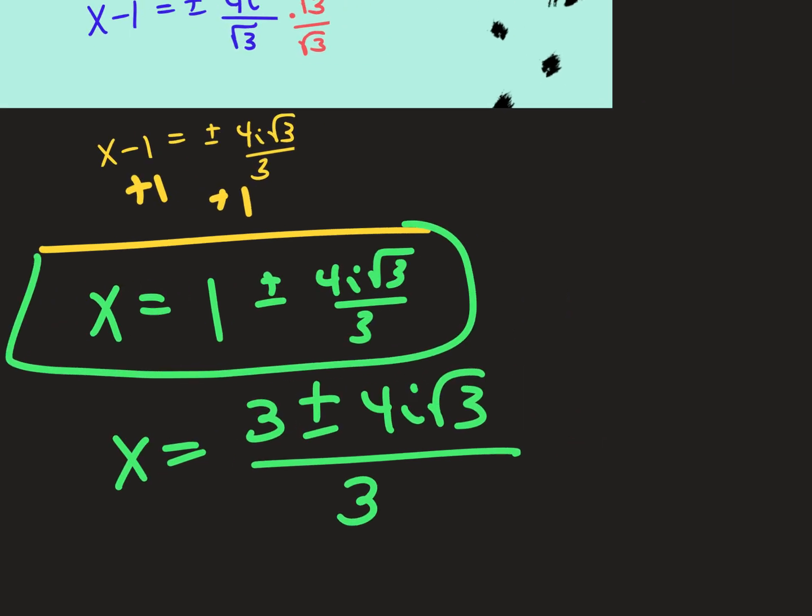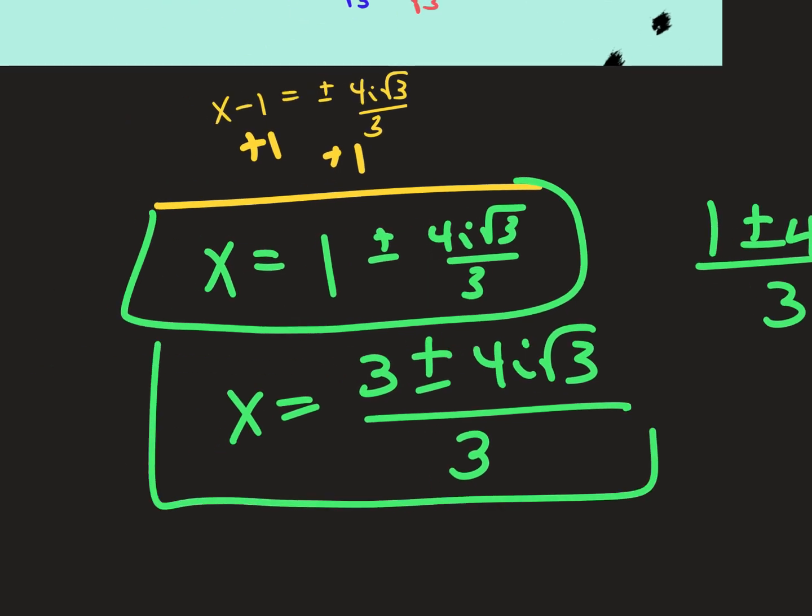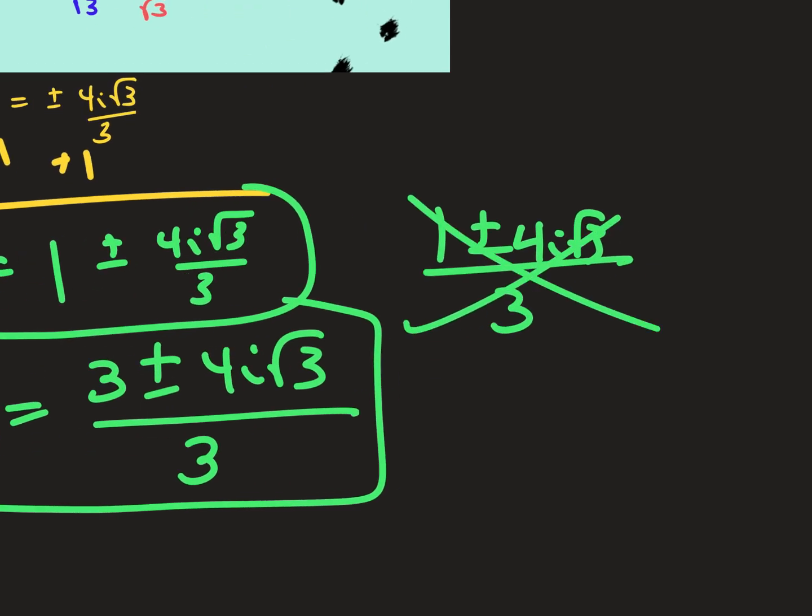But understand this is not equivalent to either of those two. What I have circled or boxed out is the same. This is not. That 1 is a whole number, and then it's plus or minus the fraction.